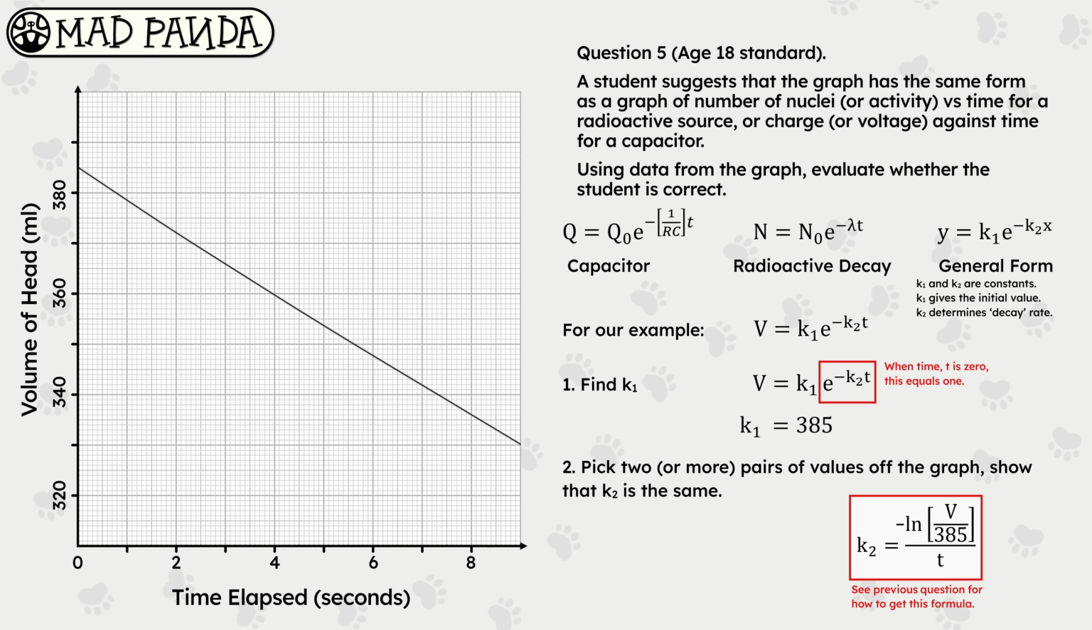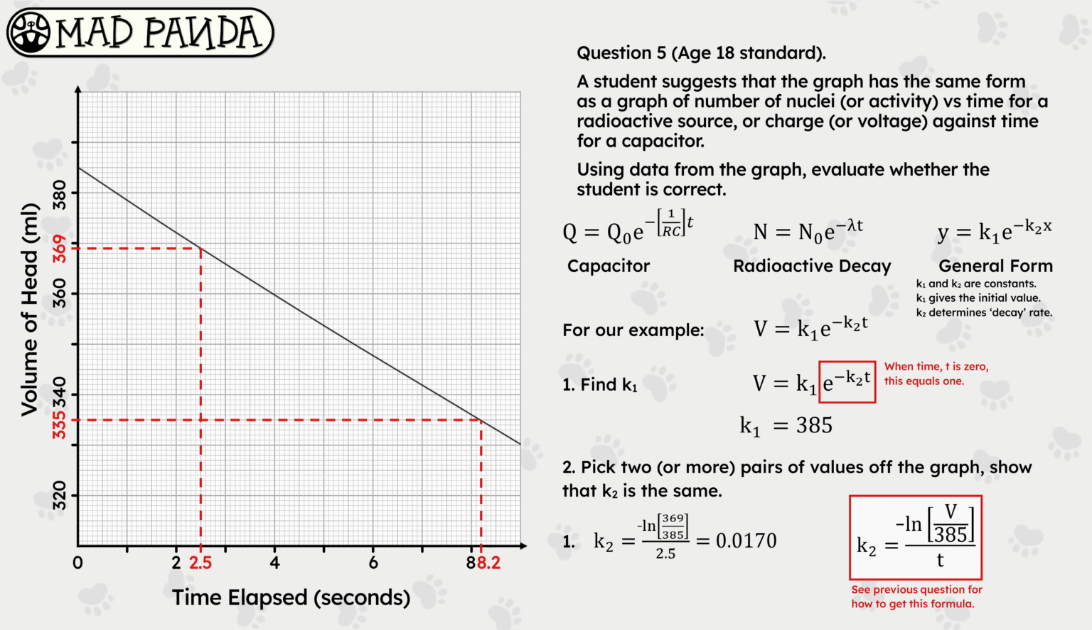My first pair of values are 369 millilitres and 2.5 seconds, which gives us a value for K2 of 0.0170. And then my second pair of values are 335 millilitres, which corresponds to 8.2 seconds. And when we calculate K2, this also gives us 0.0170. So we've got good agreement that the graph does follow this exponential decay form.